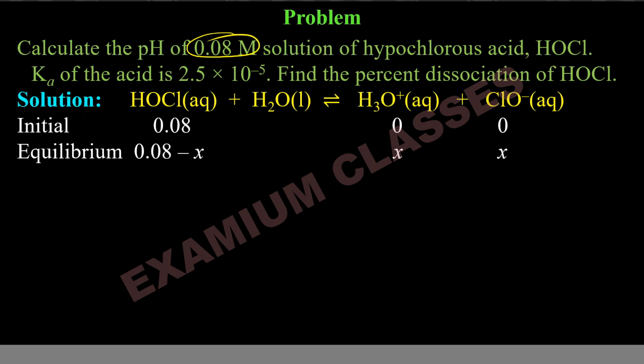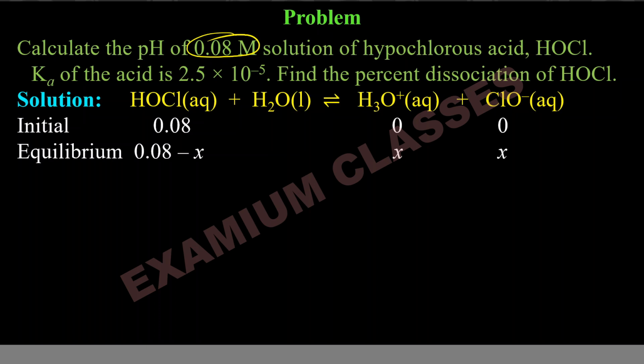So Ka here will be given by products concentration divided by reactants concentration raised to their stoichiometric coefficient, using these values at equilibrium. Substitute these values. And Ka is already given. Substitute this value also. So from here, if you see Ka is of the order of 10 power minus 5, and if it is of the order of 10 power minus 4 or less, you can neglect the x here in the denominator.